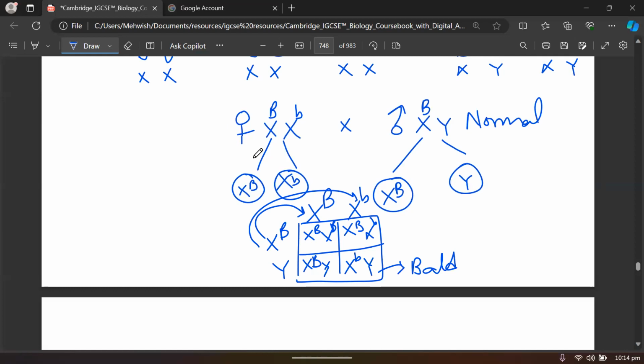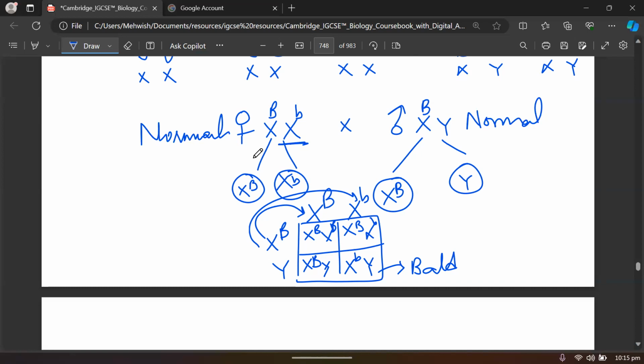Whereas the mother was also normal phenotypically, but she has a recessive allele for baldness, and she has transmitted that recessive allele to her son. So such X-linked genes are never transferred from the affected father to the son. If this father were affected, the father will never transfer X to the sons. He will never contribute an X to the sons. Father will always contribute a Y to the sons. So this son is bald not because of the father.